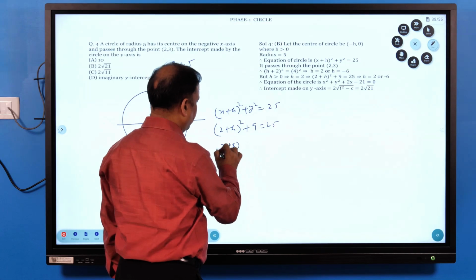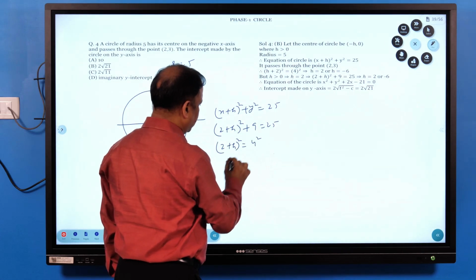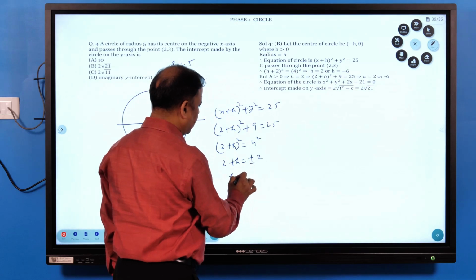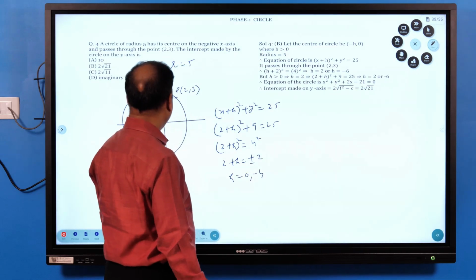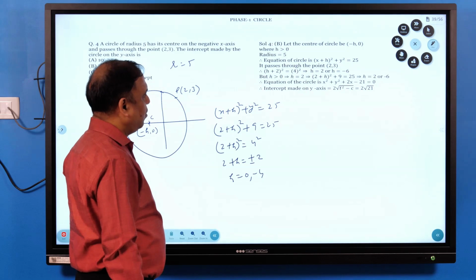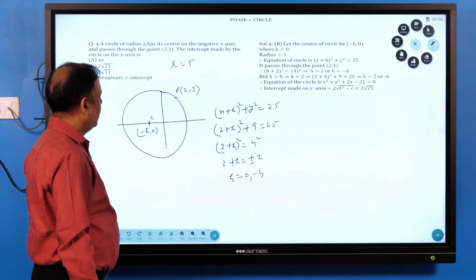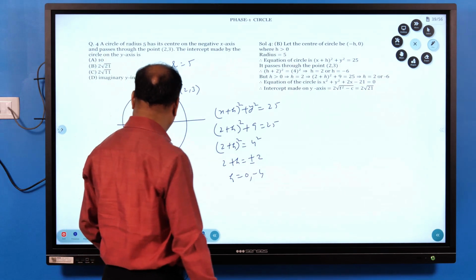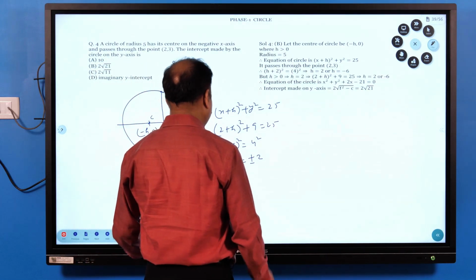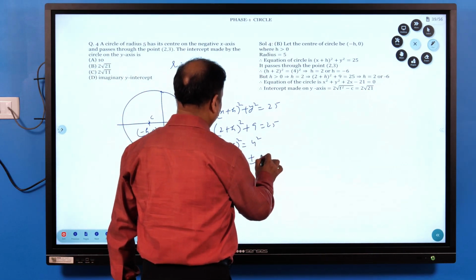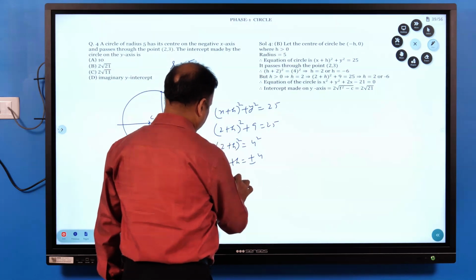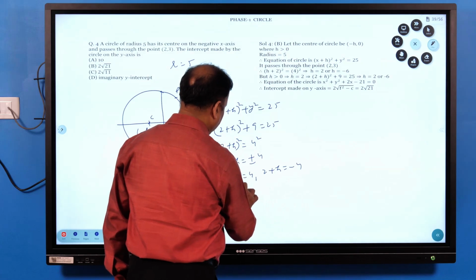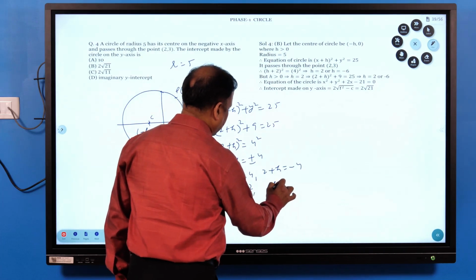So (2 + h) whole square is equal to 16, which is 4 square. So 2 + h is equal to plus minus 4, not 2, because I have already taken the square. So 2 + h is equal to 4 or 2 + h is equal to minus 4. So h is equal to 2 or h is equal to minus 6.